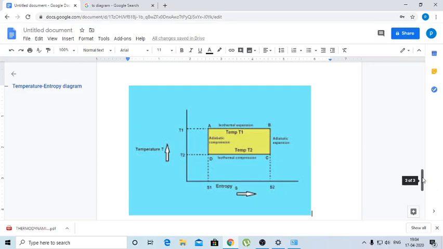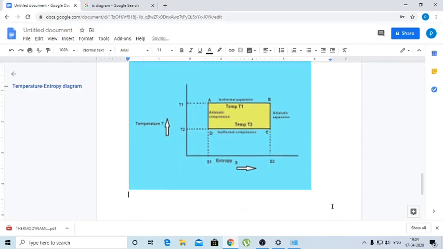We can draw this diagram for any thermodynamic system which undergoes a thermodynamic process. A thermodynamic process is nothing but an expansion or compression, either in an isothermal process or an adiabatic process. If it is a reversible process, change in entropy is 0. If it is an irreversible process, entropy increases. Then what is the need of studying the temperature entropy diagram? We have many advantages of this temperature entropy diagram.